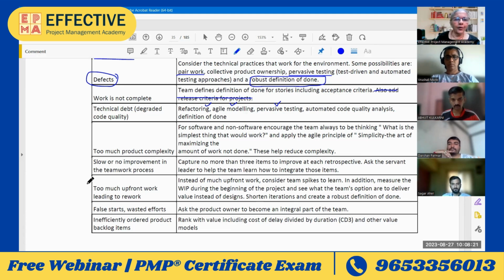Slow or no improvement in teamwork. The team, whatever results they are giving in iteration 1, similar results in iteration 2, similar results in iteration 3, they are not improving. So retrospective needs to be improved. You can help the team to retrospect better in 1 or 2 retrospectives so that they will realize how to do it. B, conduct retrospectives often.